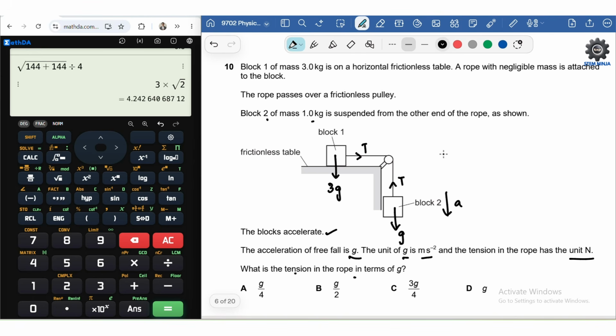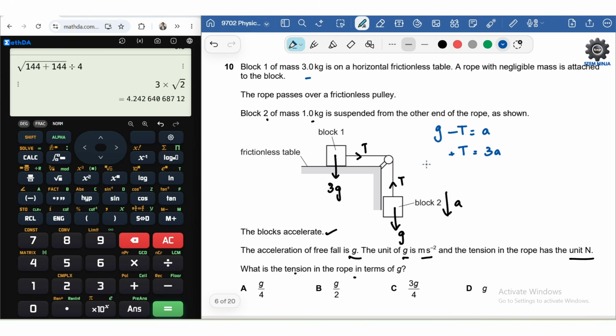Right, okay, so the tension and acceleration both are going to be the same because they're connected bodies. So you have g minus T is equal to a, and the other one is T minus nothing, basically T, since this is a frictionless table, there is no friction, is equal to 3a.